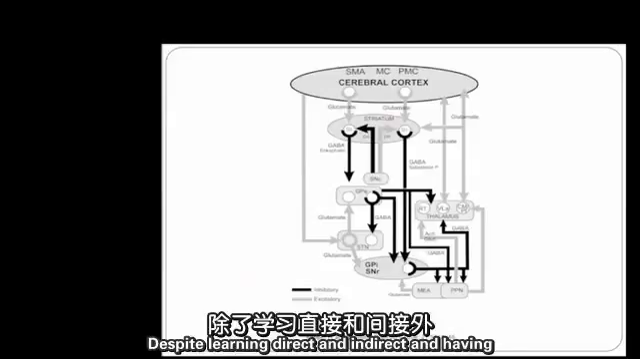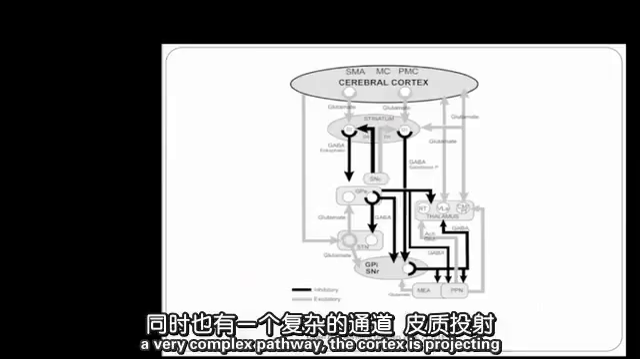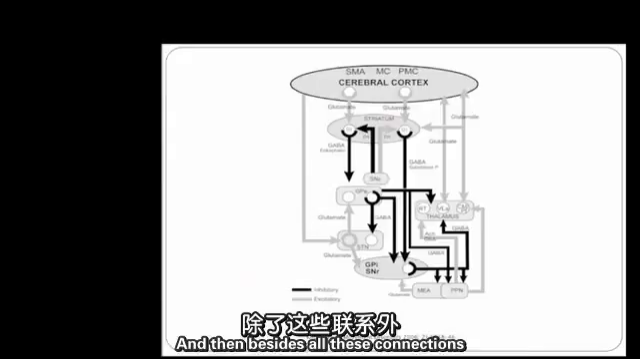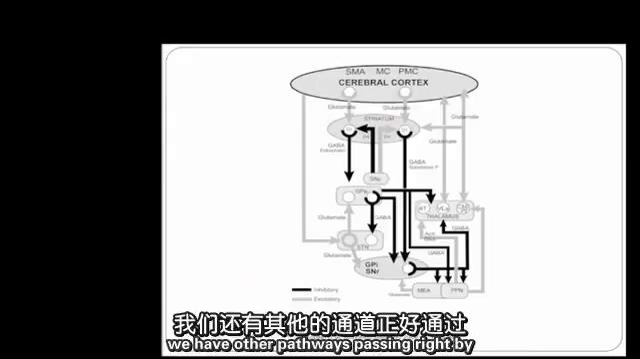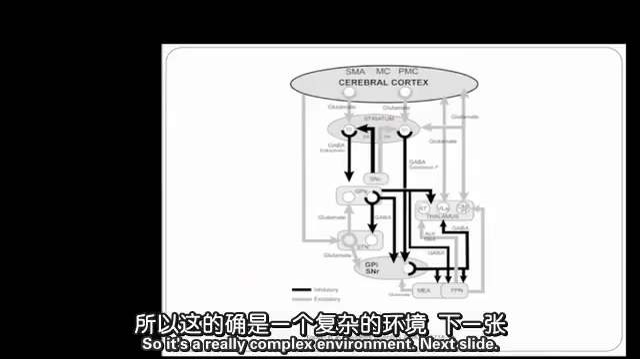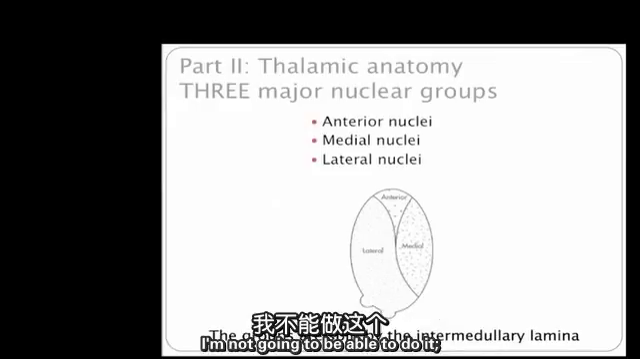So despite direct and indirect pathways seeming very simple, you see it's actually a very complex pathway. Cortex is projecting everywhere. GPi is getting inputs from everywhere. And besides all these connections, we have other pathways passing right by all these really critical targets. So it's a really complex environment. Next slide. I'm going to just go through this really quickly.